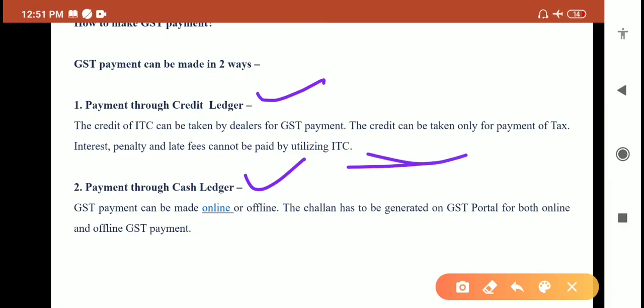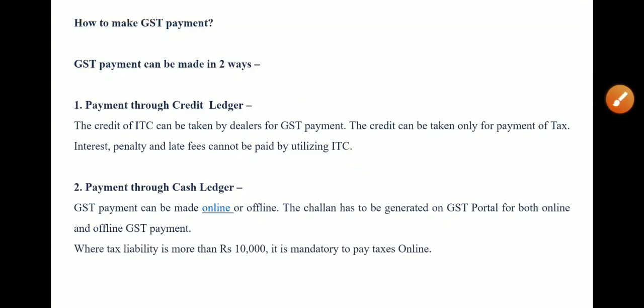Okay, and next, where the tax liability is more than 10,000 rupees, it is mandatory to pay taxes online.